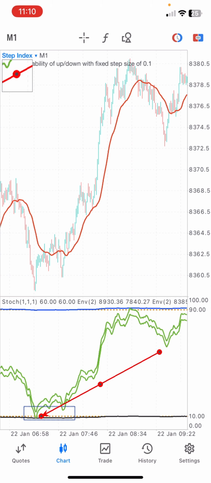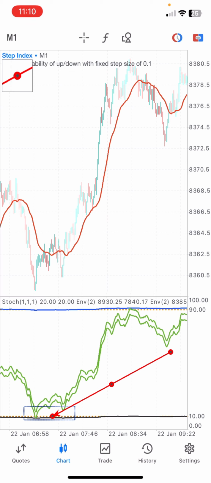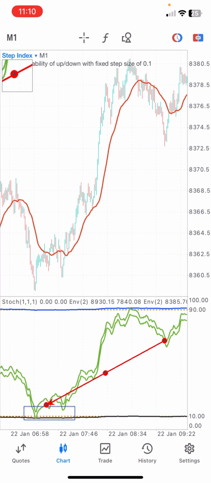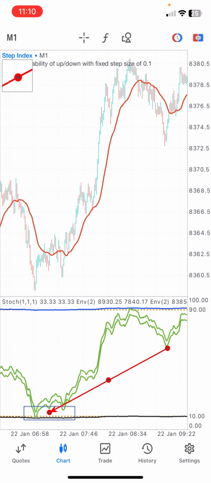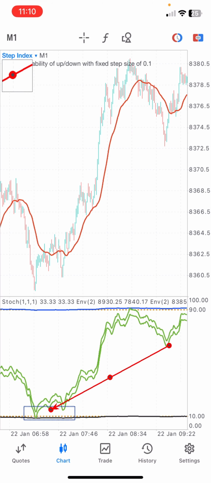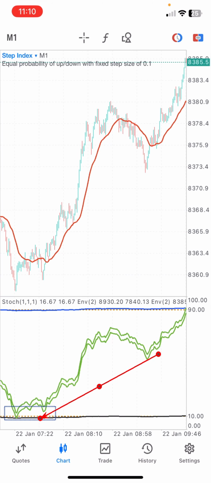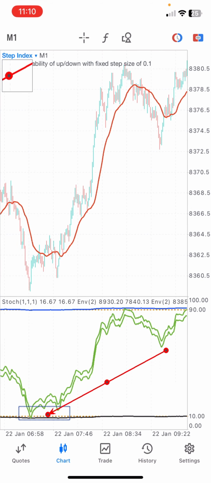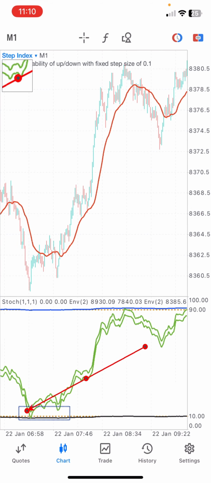Either it touches the stochastic oscillator without touching your envelope line, or it touches the stochastic oscillator and later touches your envelope line. That is a fake entry. Even if it touches your envelope line but later touches your stochastic oscillator, that's also a fake entry. So you have to make sure the touches happen at the same time, which you can see right here.